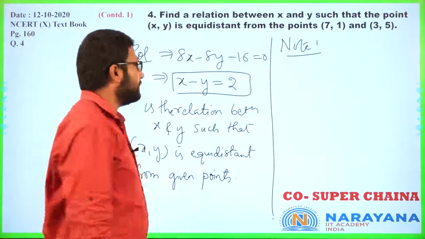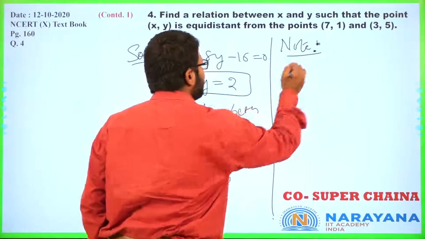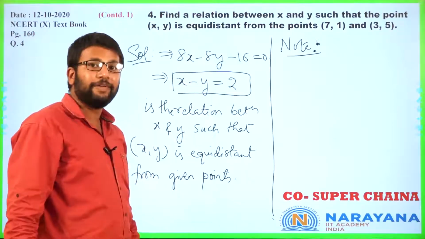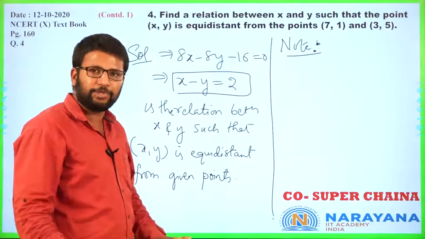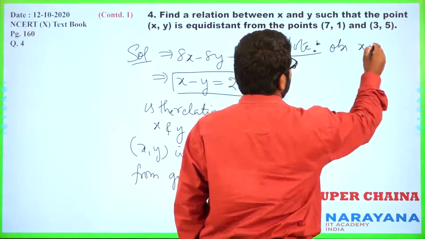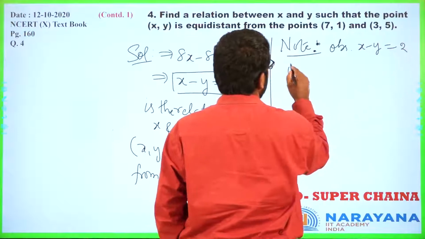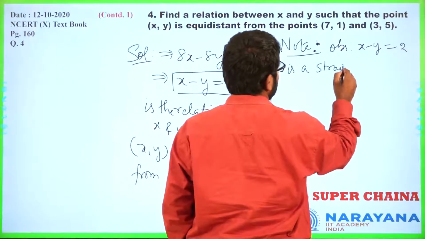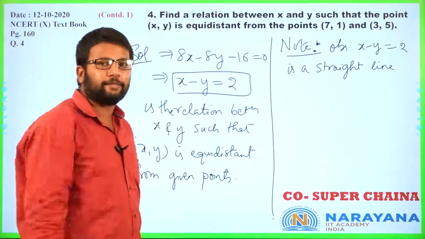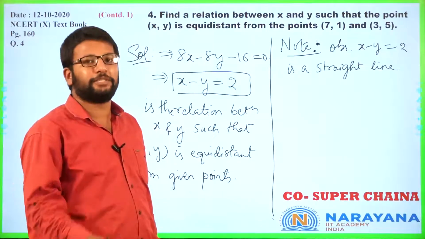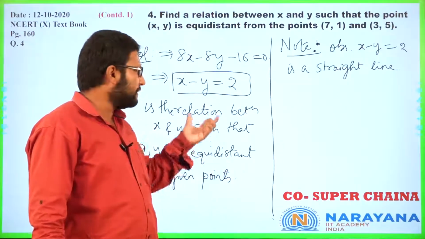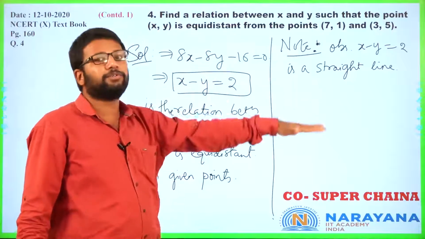Now here is something interesting. What is this equation? What will it represent? Do you realize this is a linear equation in two variables, which means it will represent a straight line? That much you understand, right? So observe, x minus y equal to 2 is a straight line. Question is, why is it a straight line? Why are you getting a straight line equation? So you see, algebraically, when you're getting a straight line answer, geometrically also you should get a straight line.